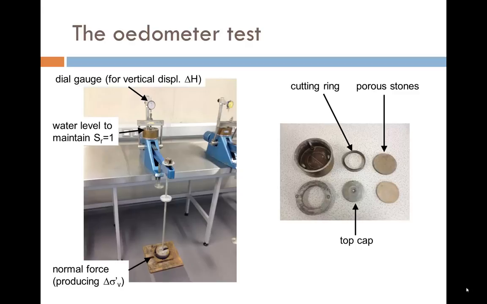The sample is taken using the cutting ring and assembled into the apparatus with porous stones top and bottom, and the top cap through which the load is applied. The water level must be topped up periodically to ensure that the sample remains fully saturated throughout testing. The dial gauge mounted on top records settlement.